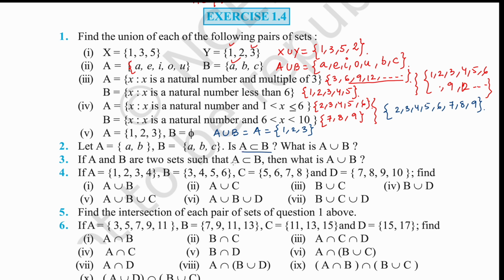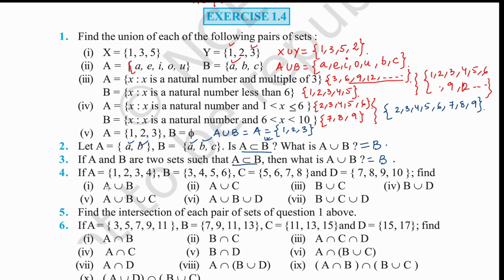Now here you have A and B given as two sets. Is A a subset of B? Clearly the elements of A are completely there inside set B. So yes, I can clearly see that A is a subset of B. And if you try to find A union B, as we have seen, the resultant is going to be the larger of the two sets, so your answer will be set B, right? So if A and B are two sets such that A is a subset of B, what is A union B? The larger of the two sets, that is B.